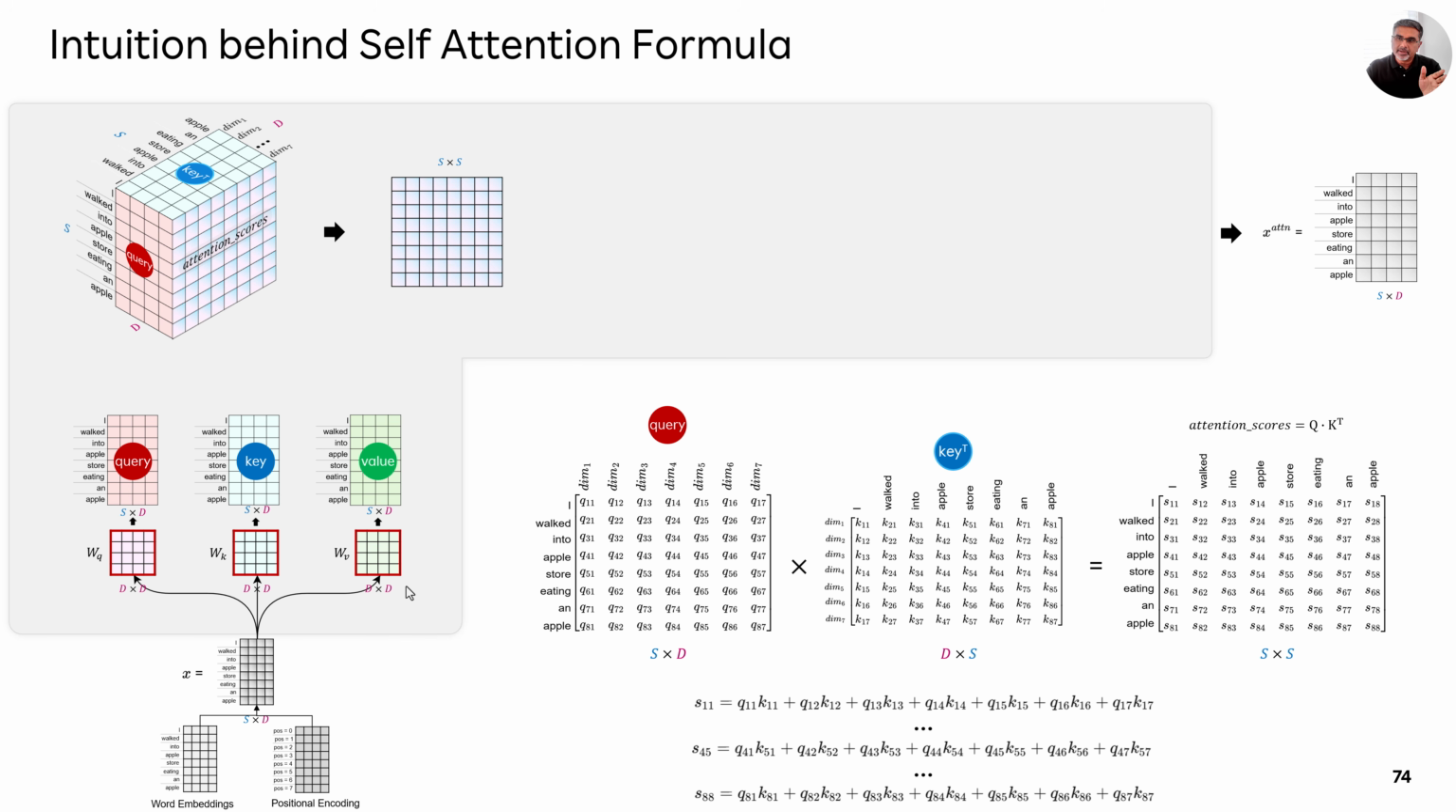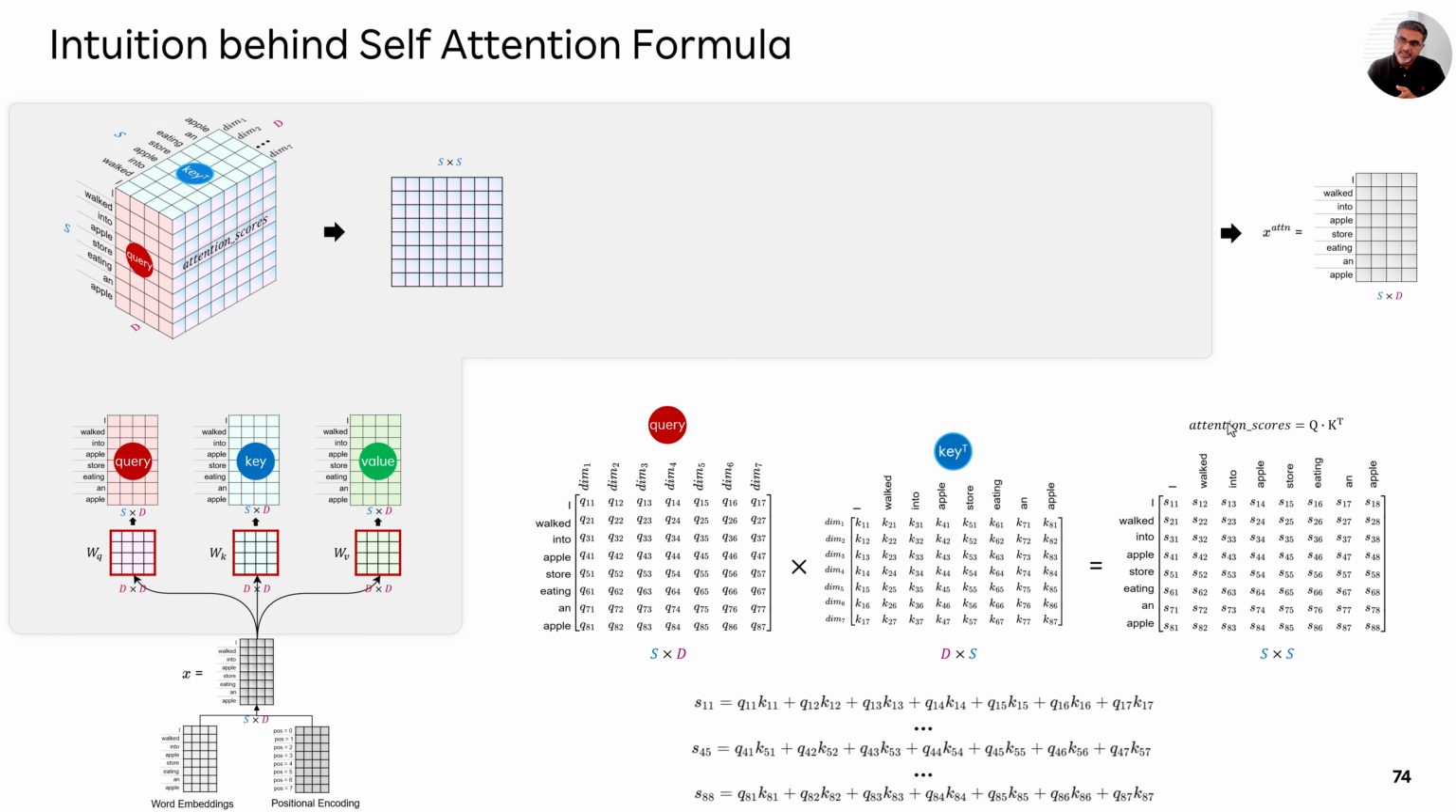But here the idea is that by just taking the dot product of Q with the transpose of K, I'll be able to figure out the similarity between each word and the other words. That's why I create this S cross S matrix, which you call the attention scores. It's just scoring the similarity between each word and all the words in the input sentence. That's why you get this S cross S matrix.